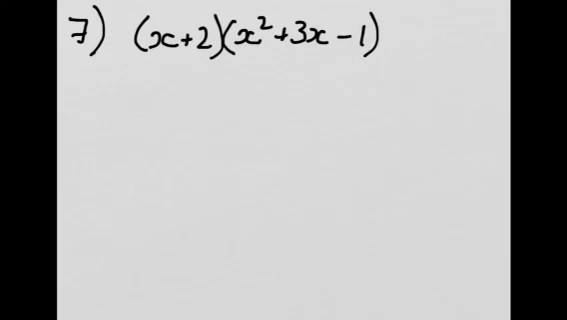In question 7, you're looking to expand the brackets: x plus 2, bracket, x squared plus 3x minus 1. Now it's very similar to FOIL, but you can't use it here because there's 3 terms in the second bracket. So what we do is we break it up.